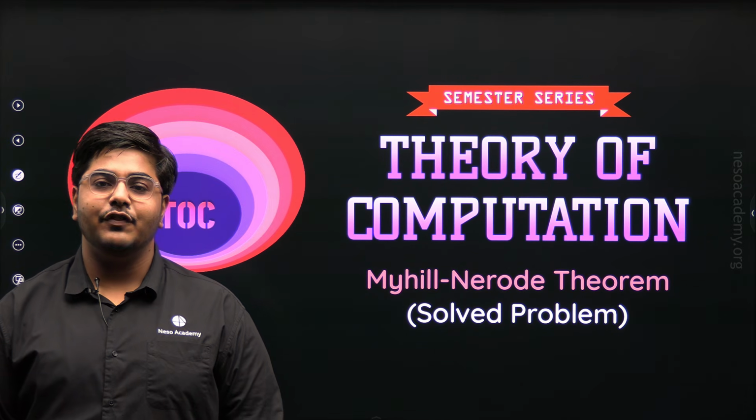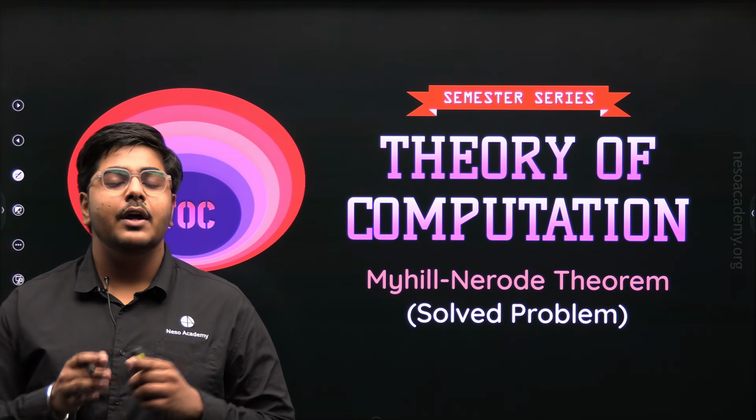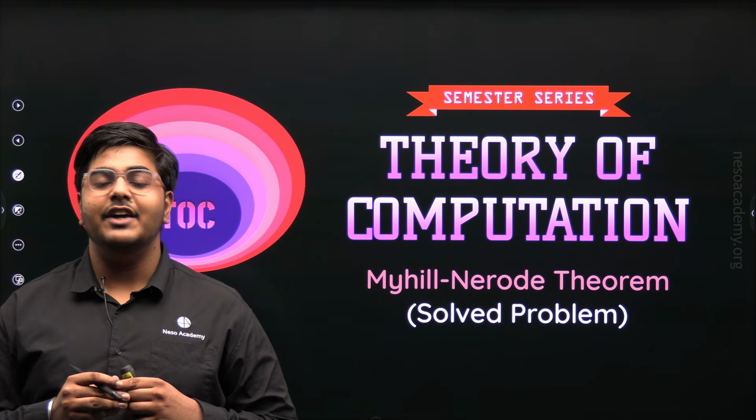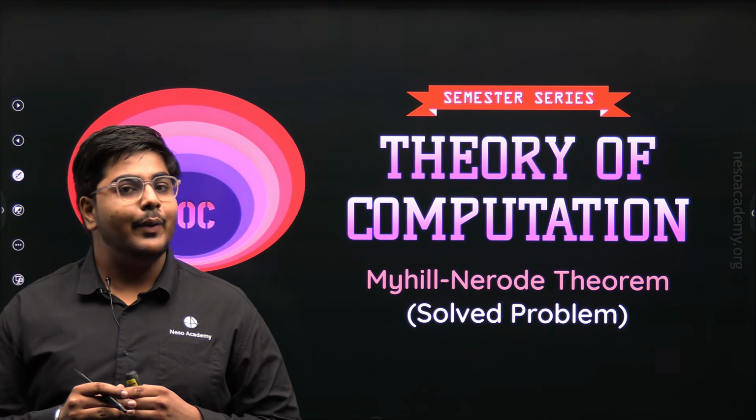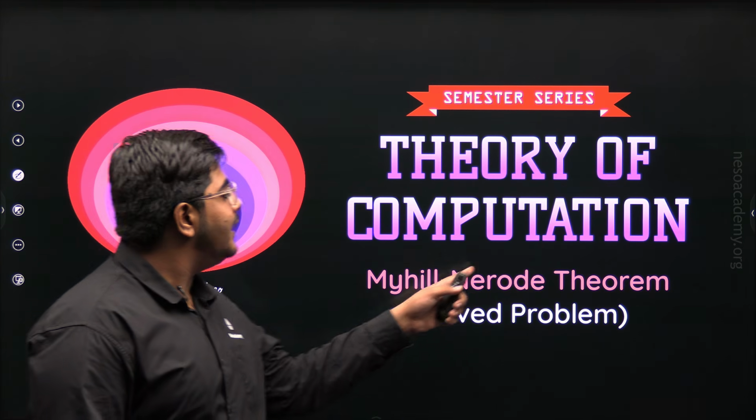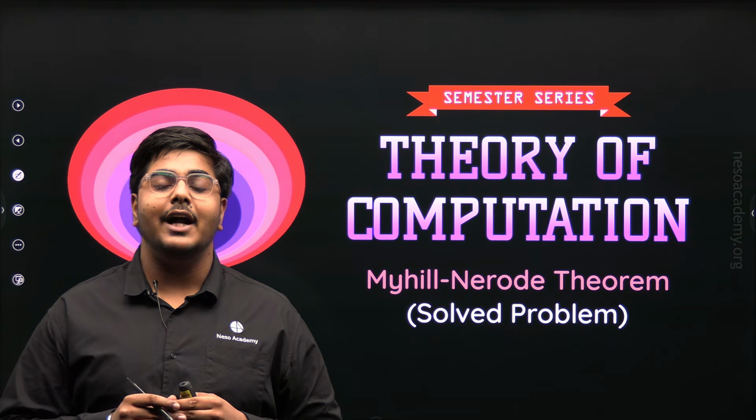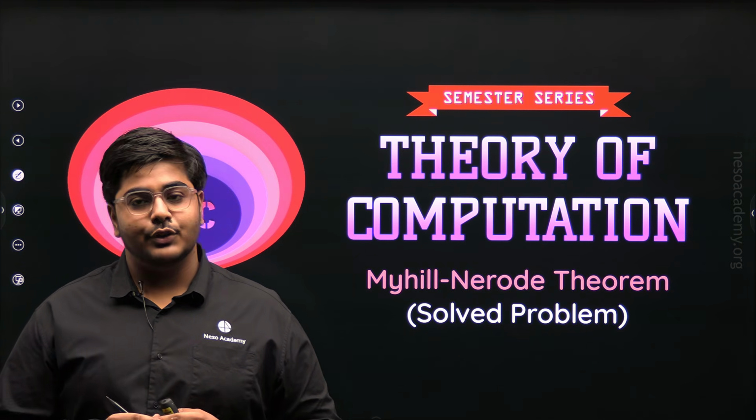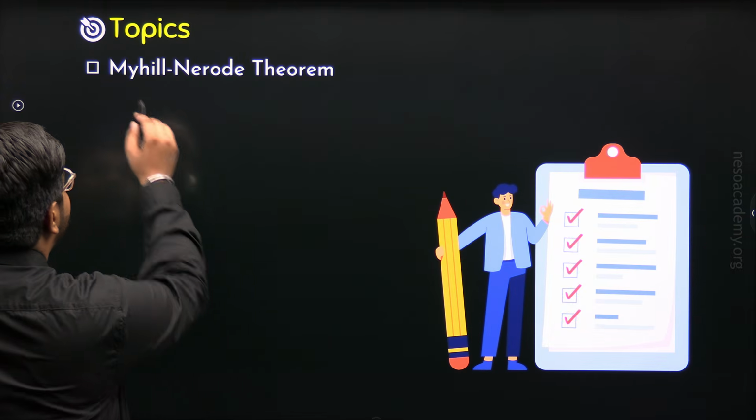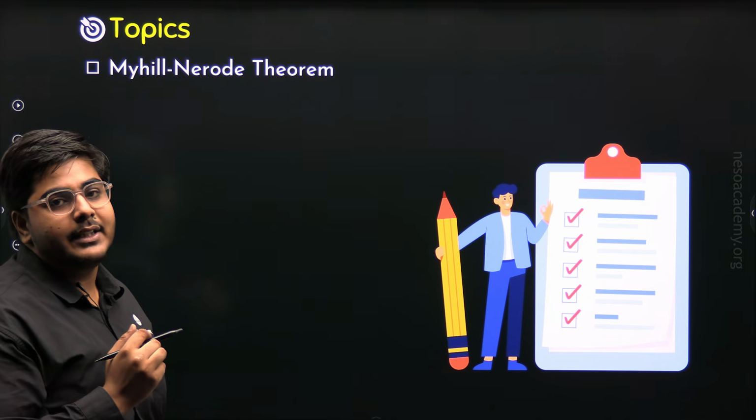We are learning theory of computation, and in the previous lecture, we have understood Myhill-Nerode Theorem for DFA minimization with the help of a solved example. And now in this lecture, that is Myhill-Nerode Theorem solved problem, we are going to solve and understand one more problem on Myhill-Nerode Theorem. So the topic for this lecture is Myhill-Nerode Theorem, which is also called table filling method.